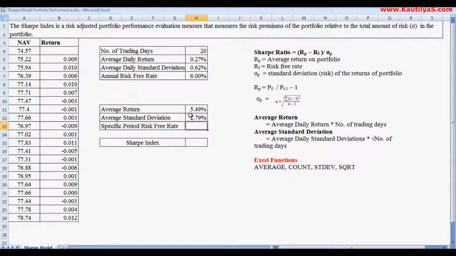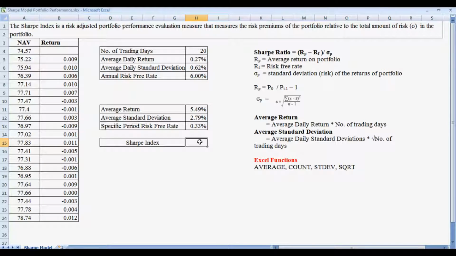Next, the risk-free rate for a specific period. Here the risk-free rate is an annual risk-free rate, whereas we need a risk-free rate for only 20 days. So this equals annual risk-free rate multiplied by number of trading days divided by 360. That means we are taking the annual interest rate for only 20 days.